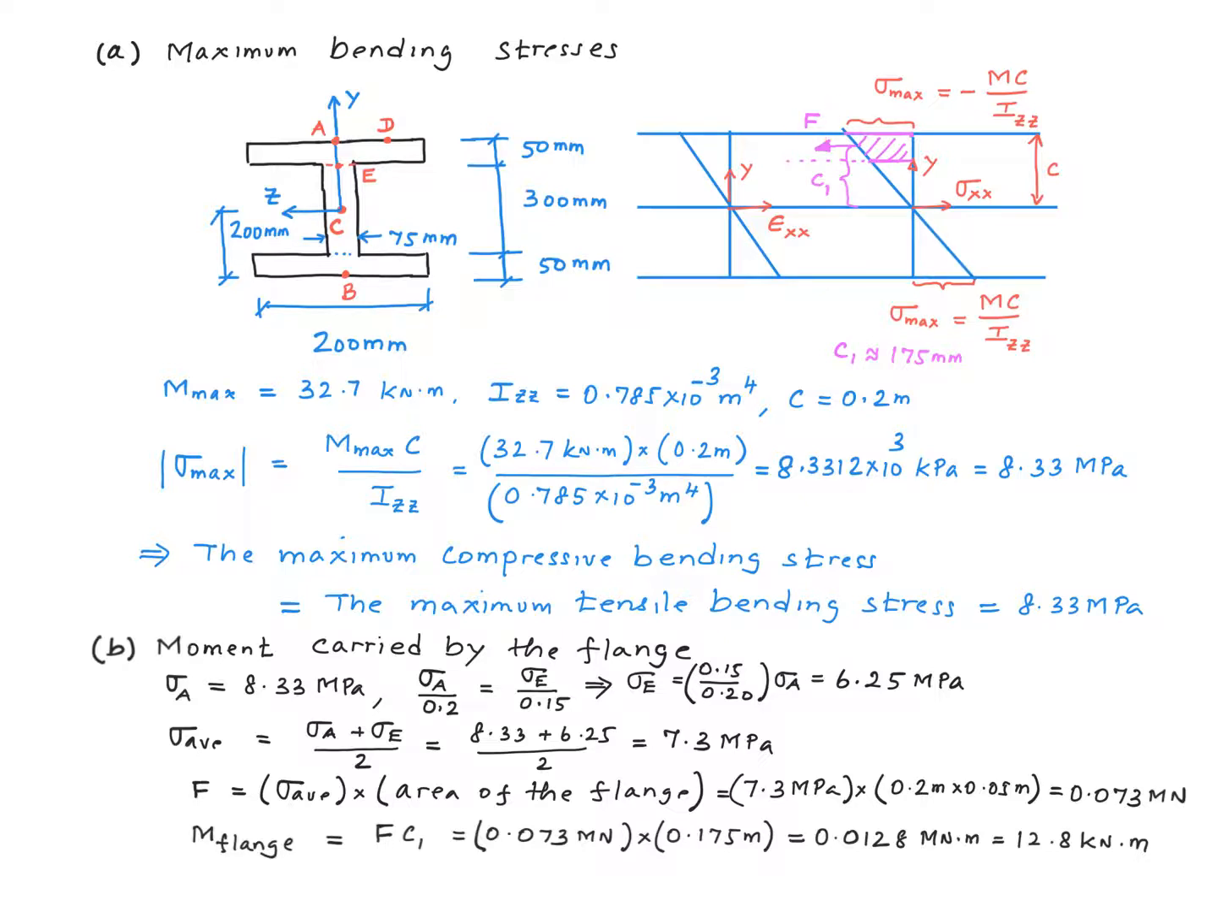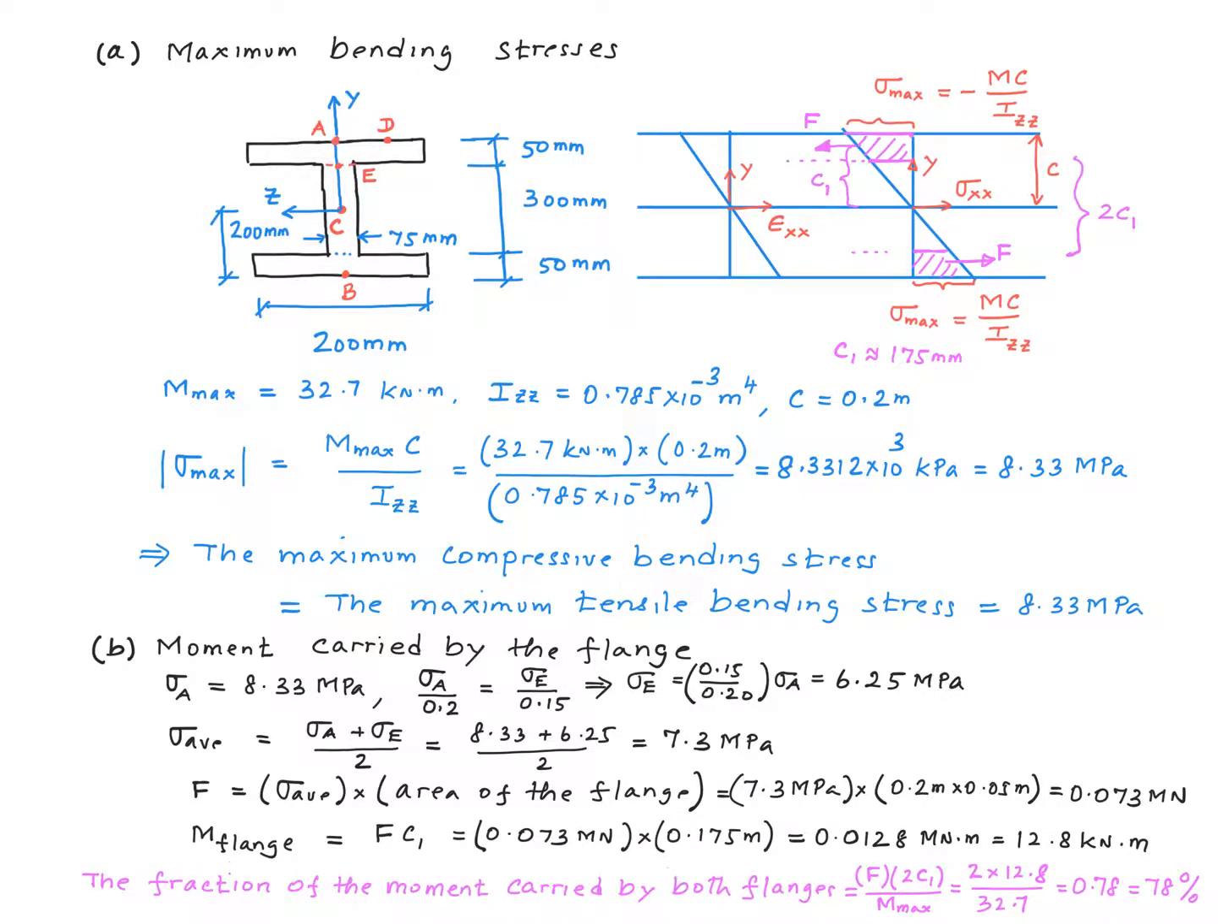Now if I take this force F, multiply that by C1, that is the moment carried by the flange. So here are the details of that calculation, and we end up having 12.8 kilonewton meter for that. Now what we have calculated so far is the moment due to this compressive force, right? So this moment goes in the counterclockwise direction, right? F multiplied by C1. And similarly, there's a tensile force in the bottom flange, right? And therefore the direction of the force is this way, going to the right, and F multiplied by C1 again will be another counterclockwise moment.